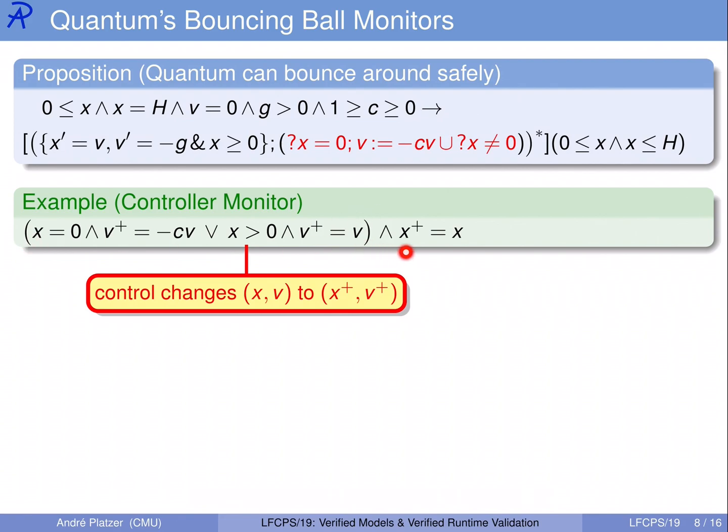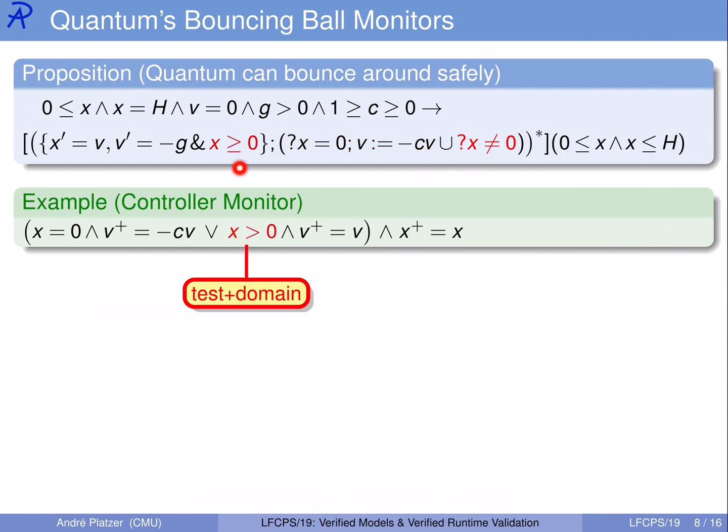And in any case, the position is identical to the old one, because this discrete controller doesn't change the position. Why did I write x positive when here it says s x not equal 0? Well, because the ODE's evolution domain constraint says we've got to be above ground while we're bouncing around. So if we're above ground but apparently not on the ground, we have to have been at a positive altitude.